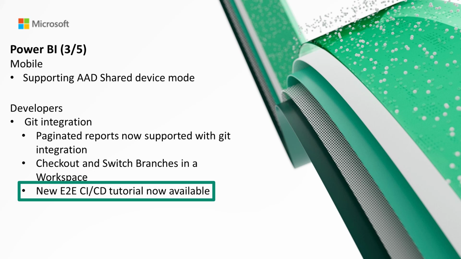Moving on, we have a new E2E CI/CD tutorial now available. Many users have been asking since the release of Git integration how to work with deployment pipelines in Git as part of a CI/CD process. These two features can help build a compelling E2E flow when connected properly. We've got a step-by-step guide. Head over to the blog to find a link.